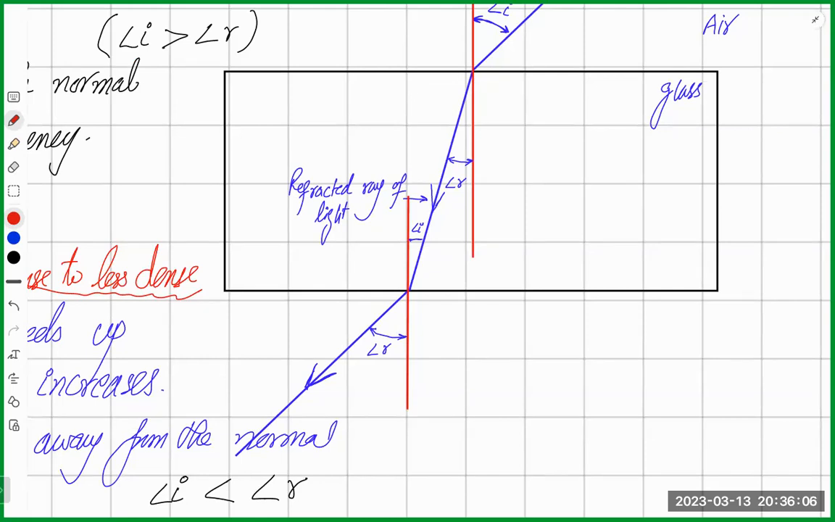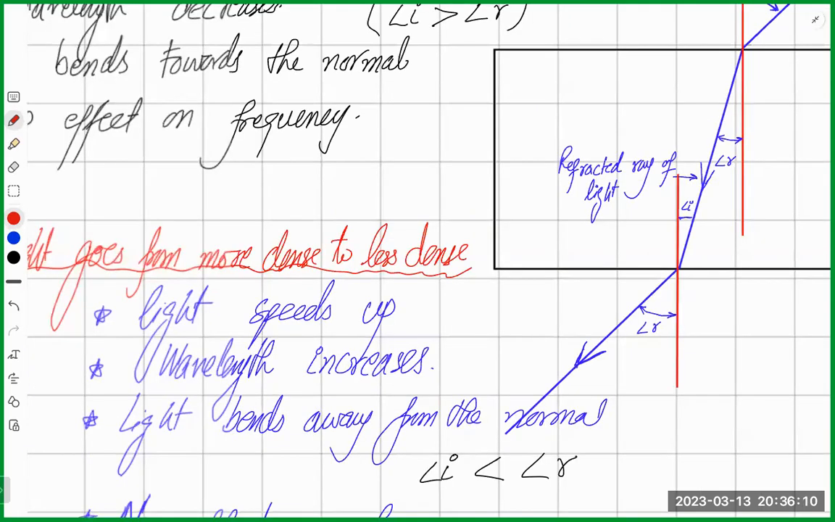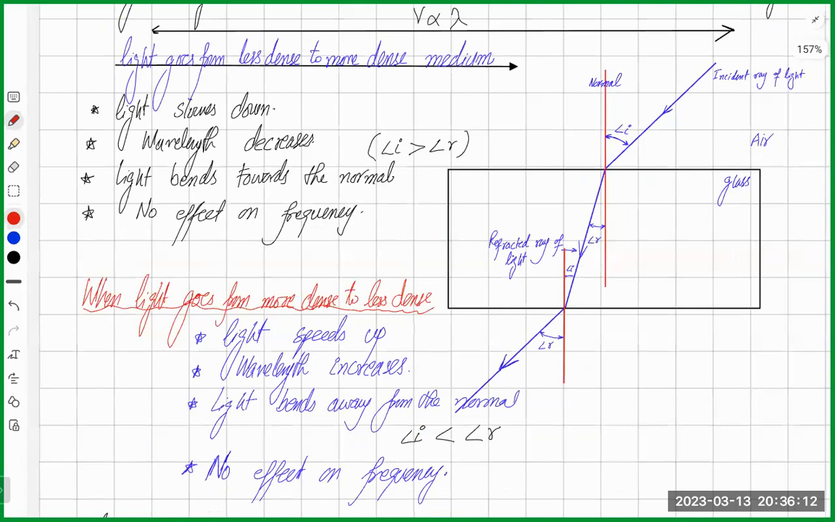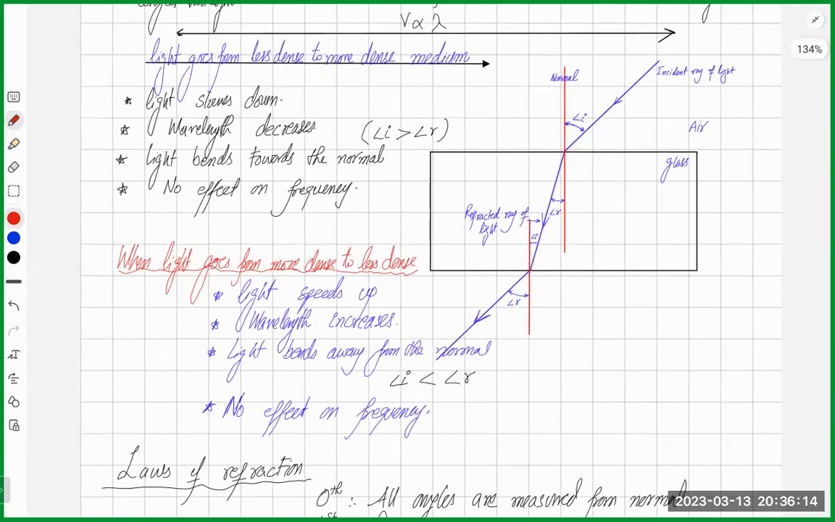Okay. So refraction of light is bending of light when it goes from one medium to another medium. When light goes in a medium where it's supposed to slow down, it will bend towards the normal, and bending towards the normal means getting closer to the normal.